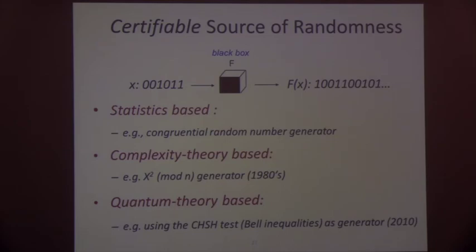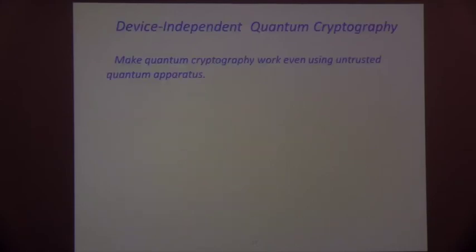And so what you would like, the ideal one, is a way of generating random numbers in such a way that I don't need to worry about the device. I only need to do some checking, take a few bits, and see whether they violate a certain inequality or not. I mean, that would be the ultimate thing. So this has become a pretty interesting subject where both physicists and computer scientists have worked; I think there's a paper in Nature a few years back about this.